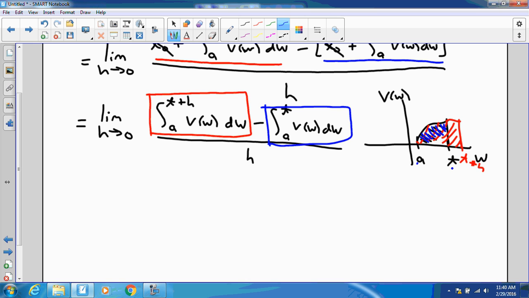Okay? And so what that is, if you look at it, is going to be the limit as h goes to 0. This integral minus that one is just the integral from t to t plus h of the velocity. Think about that for just a minute.